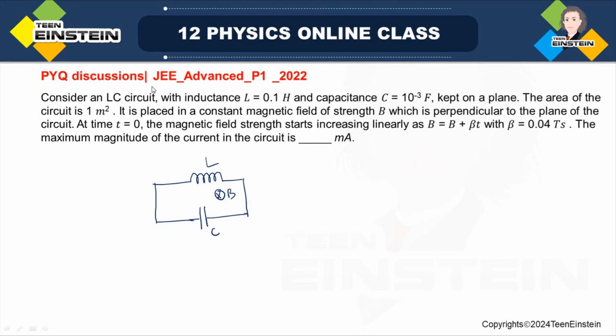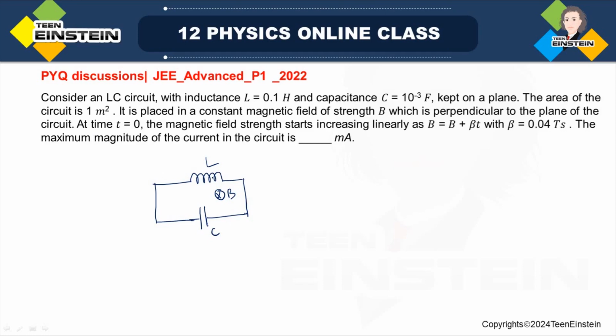Hello students, welcome to the PYQ discussions on JEE Advanced papers. Here I have got a problem from JEE Advanced paper 1 2022. The question says, consider an LC circuit with inductance L equal to 0.1 Henry and capacitance C equal to 10 to the power minus 3 farad kept on a plane. The area of the circuit is 1 meter square. It is placed in a constant magnetic field of strength B, which is perpendicular to the plane of the circuit.